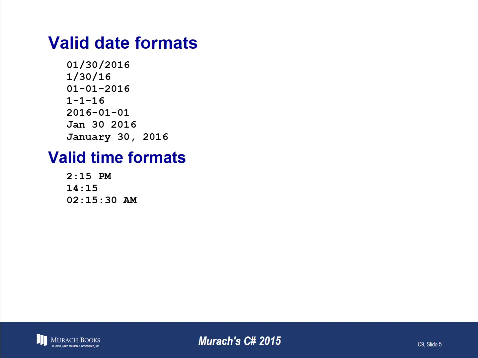Here's a list of the date formats that C# will automatically recognize. You can see that you can have leading zeros if you want. You can use slashes or dashes. You can use abbreviated month names, and you can do time in either normal format or what I often think of as military format, where you have 0 through 23 instead of 1 through 12.